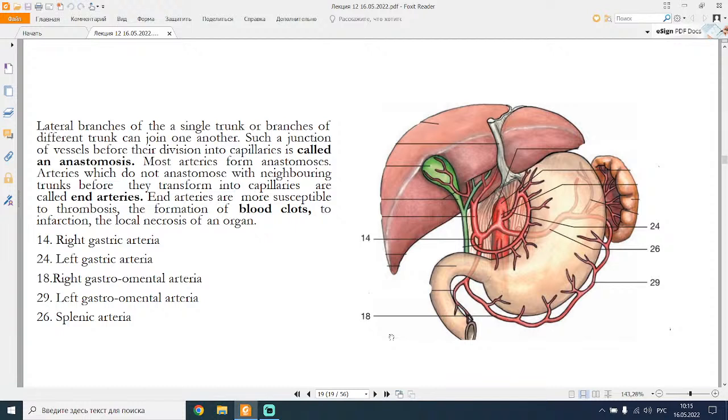Note, for example, the anastomosis between the right gastric artery and the left gastric artery. This is the left gastro-omental artery. This is the right gastro-omental artery. This is the anastomosis between the arteries.